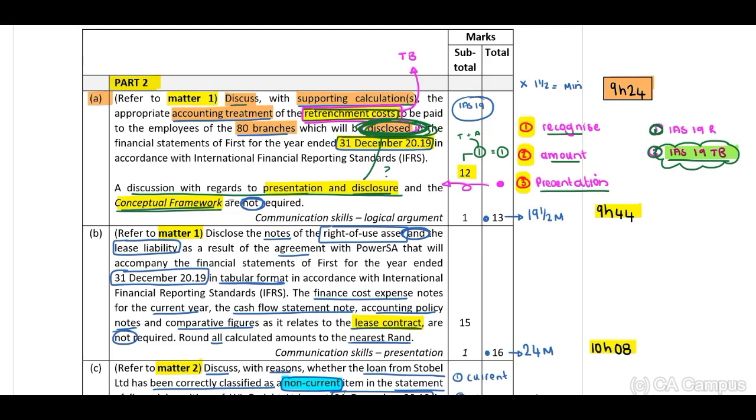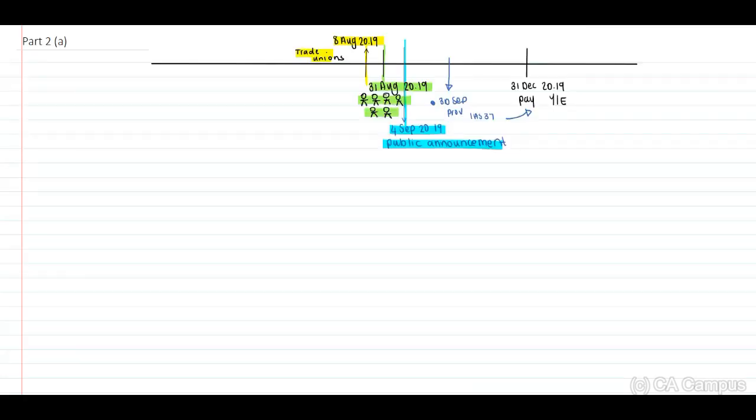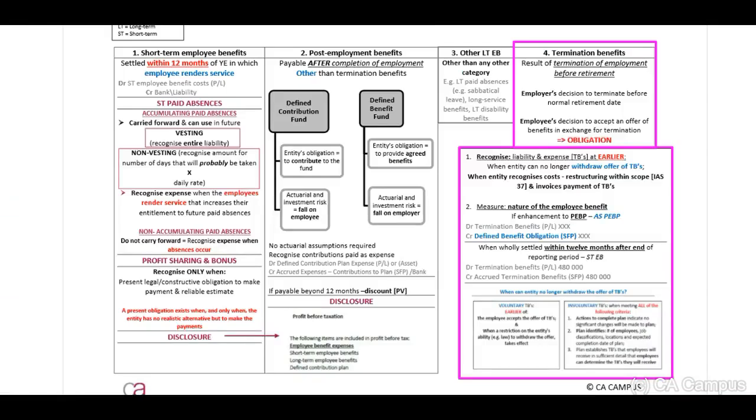Okay, now we need to start off with this. Before we start off with our theory, application, conclusion, refer to your revision page for me. I just want to indicate to you that all of this is included on your revision page. When you look at our pink blocks, our termination benefits. What is a termination benefit? It's the decision to terminate before normal retirement.